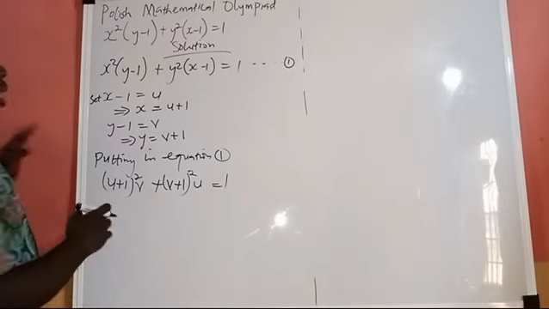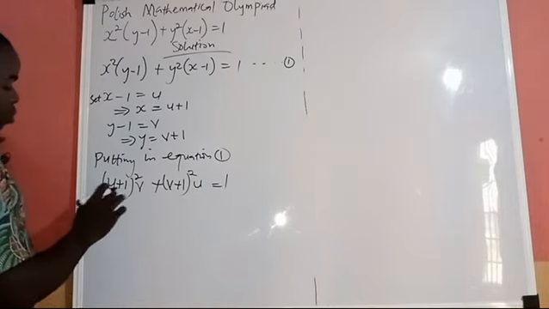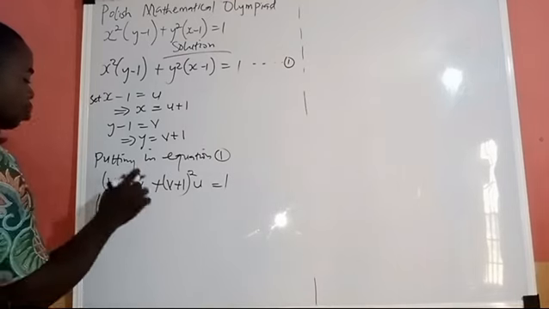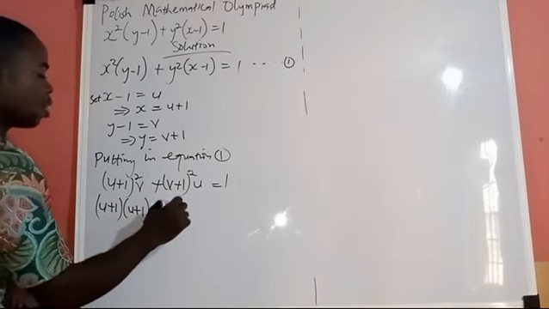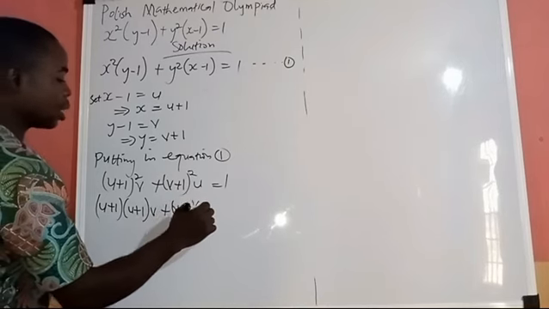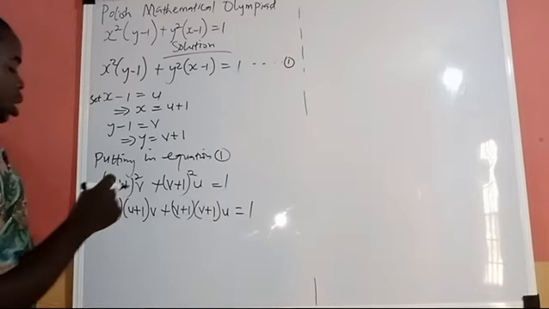Now what do we do next? We could just go ahead to simplify. So if we simplify this, we are going to be having that u plus 1, so we just split it, u plus 1, and this is v plus this one, v plus 1. Since it's squared, we just split it like this, all multiplied by u is equal to 1.